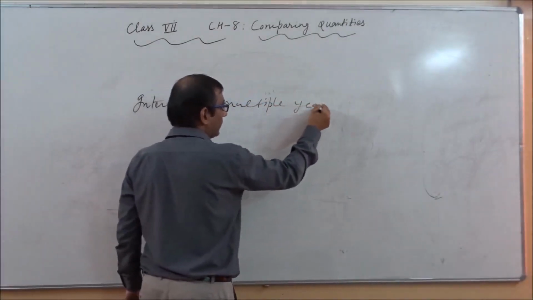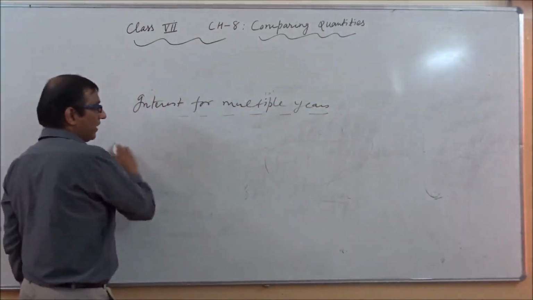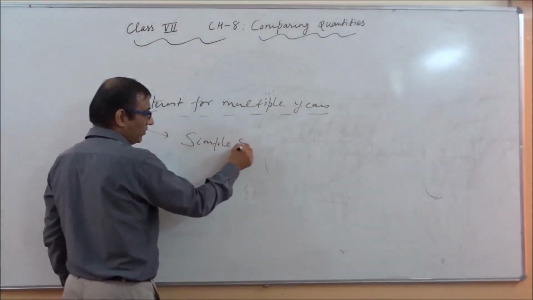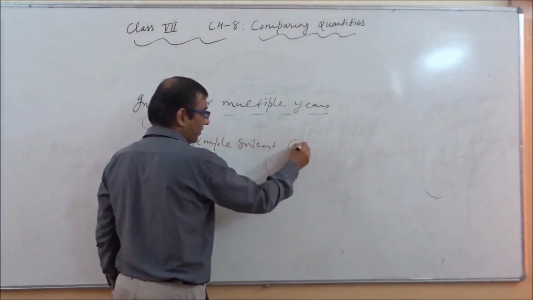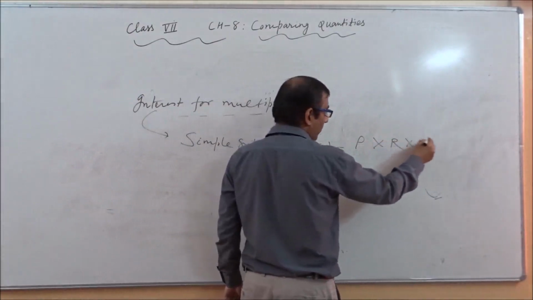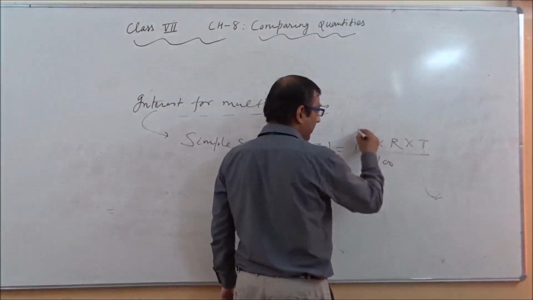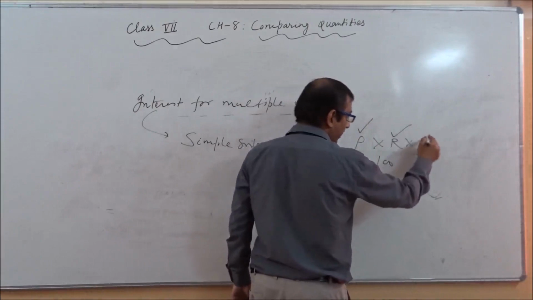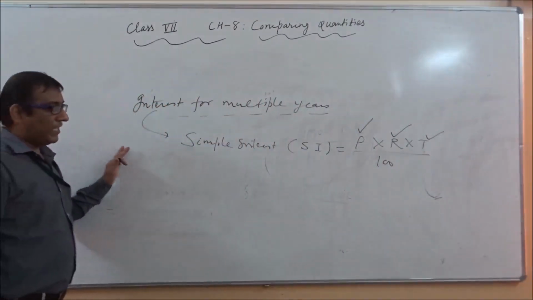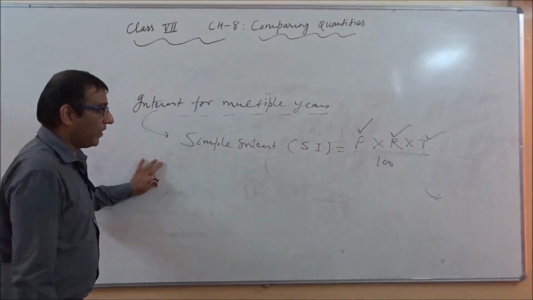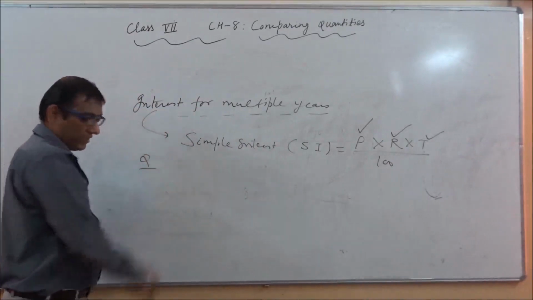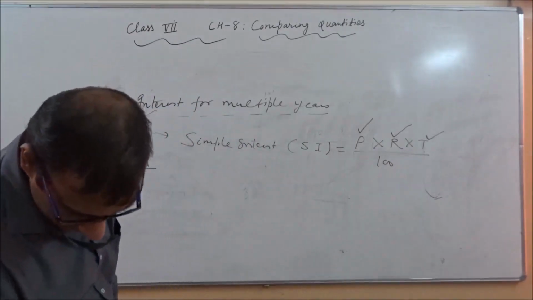In this case, we will calculate the value of simple interest, which is represented by SI also. Simple interest, SI, is equal to P into R into T upon 100, where P is principal, R is rate of interest, T is time. With the help of this formula, we will easily calculate the value of simple interest. Now I am taking one question related with this so that this concept will be more clear.